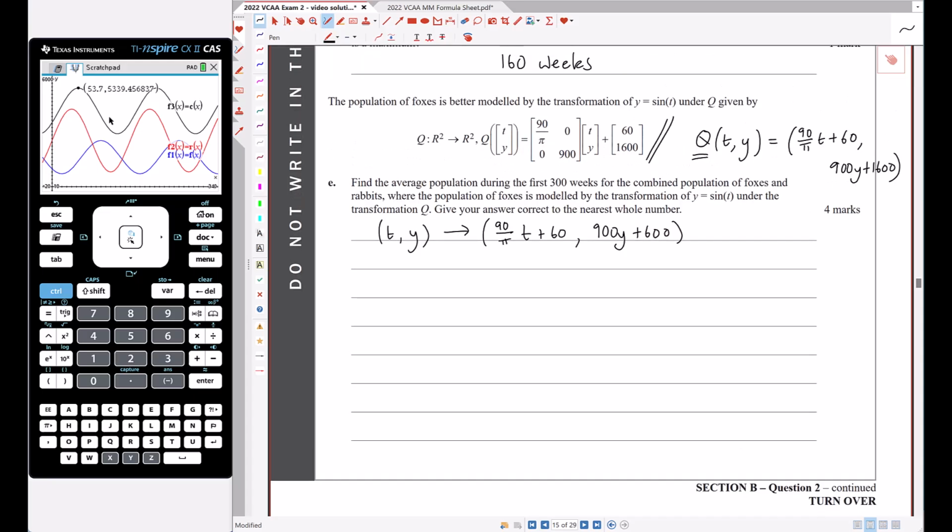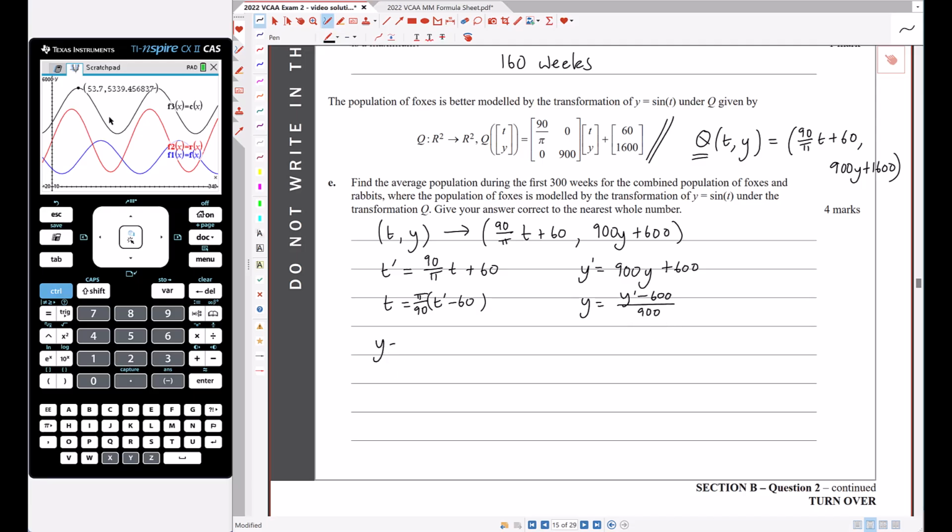So the first thing we need to do is apply these transformations to y equals sine of t. What we learned from the transformation is that the image of t is 90 on pi t plus 60, and the image of y, the result of having applied the transformations to y, is 900y plus 600. If we want to apply those transformations to an equation, we need t and y to be the subject of these. So this means that t is going to be t dash minus 60 and then times pi on 90. And y is going to be y dash minus 600 over 900.